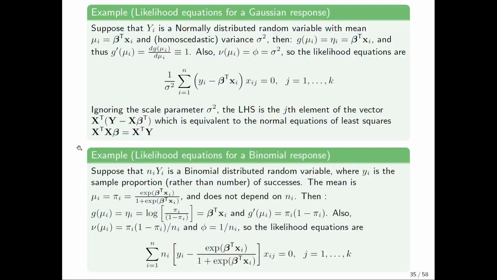Okay, second, let's look at the binomial response, where y_i is the sample proportion of successes. The mean is π_i, the logistic function of the linear predictor, and it does not depend on n_i. The link is the logit. Its derivative works out as π_i times (1 minus π_i). The variance function is π_i times (1 minus π_i) over n_i. Multiplying these pieces together, things cancel neatly, and the likelihood equations are the sum of n_i times (y_i minus the logistic function of the linear predictor) times x_ij equal to 0.